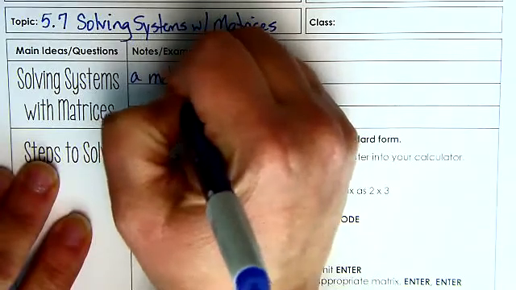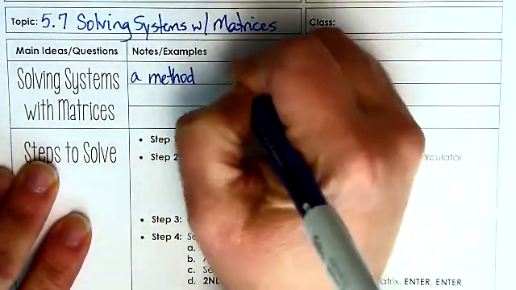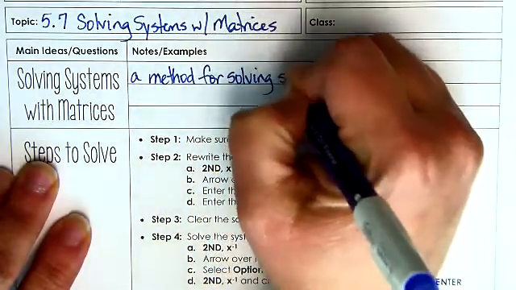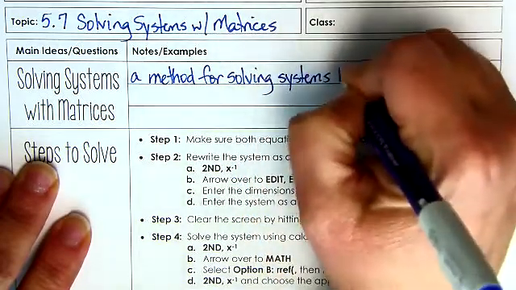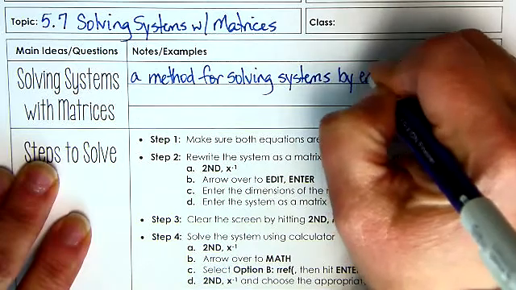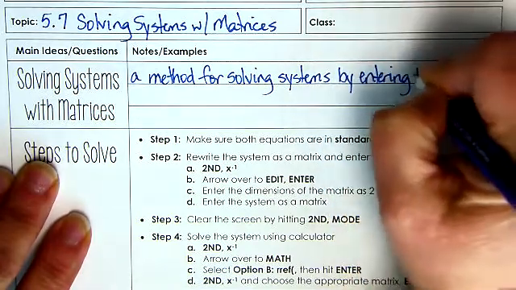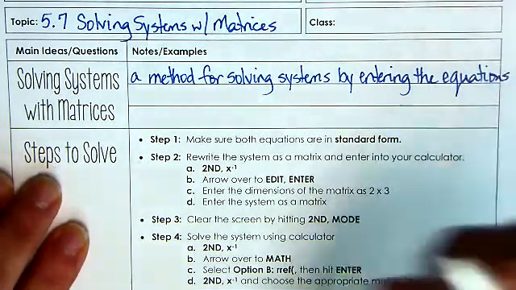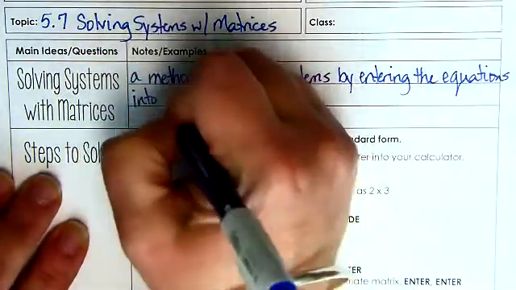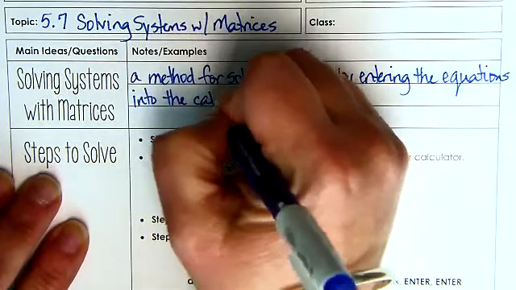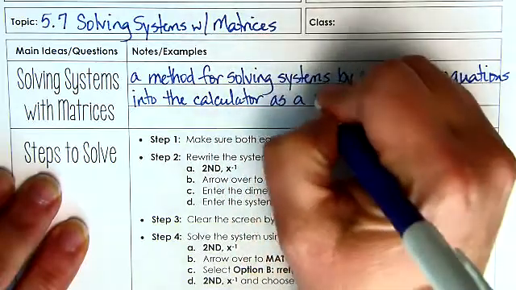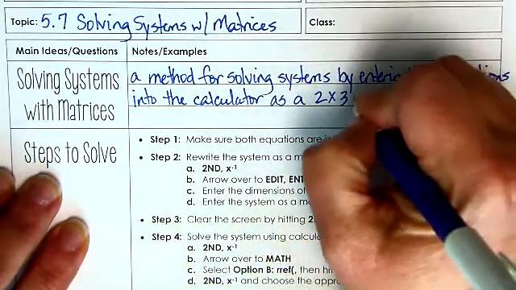Okay, and this is a method for solving systems by entering the equations into the calculator as a 2 by 3 matrix.